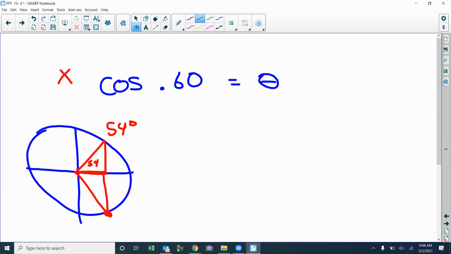Anybody? What'd you say? 324. Not quite. You're in the right direction though. Wouldn't it be 306? This is 54. This would be 360, right, all the way around. 306 is your other angle that has what x value? 0.6.